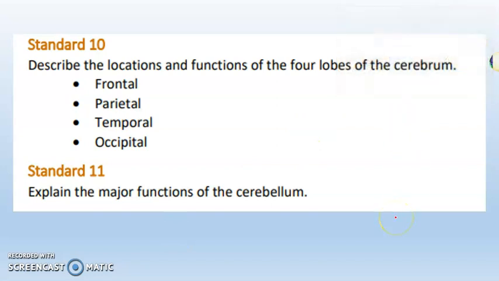It says describe the location and functions of the four lobes of the cerebrum, frontal, parietal, temporal, and occipital, and explain the major functions of the cerebellum. So good luck. Take some good notes. We have some questions at the end. Let's see how well we can do.